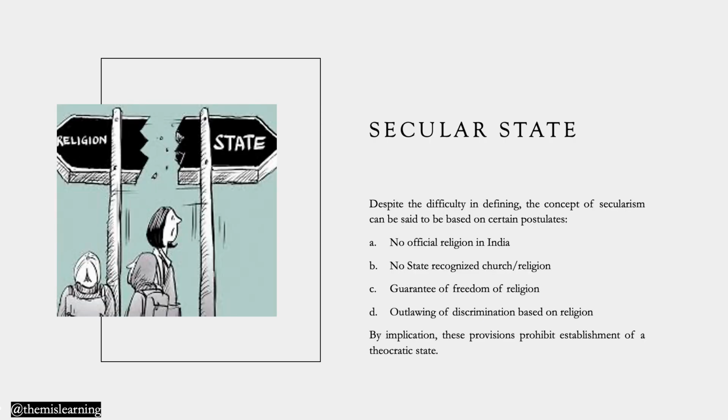Now, despite the difficulty in defining, the concept of secularism can be said to be based on certain postulates. The first one is that we do not have any official religion in India. Secondly, no state recognized church or religion exists here. Thirdly, we are guaranteeing freedom of religion. And fourthly, we have outlawed discrimination based on religion. By implication, these provisions prohibit establishment of a theocratic state.